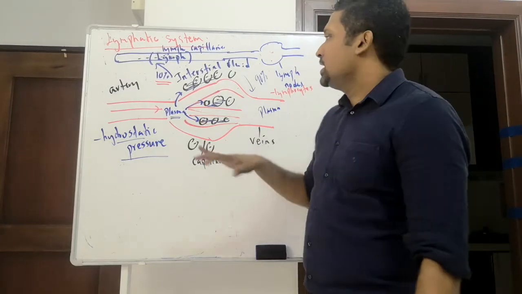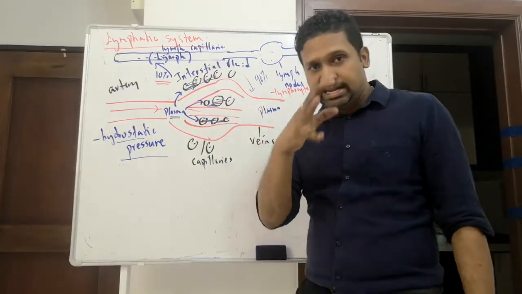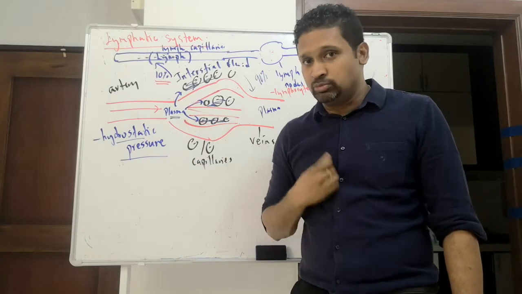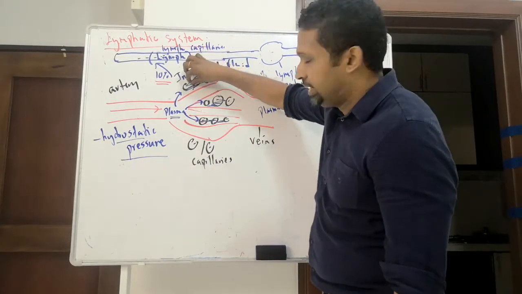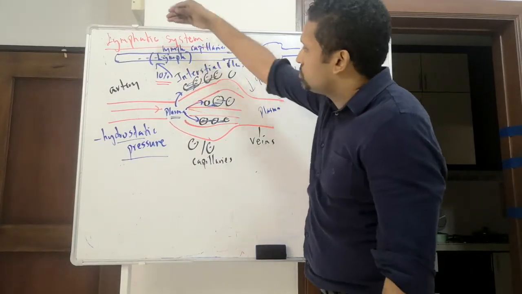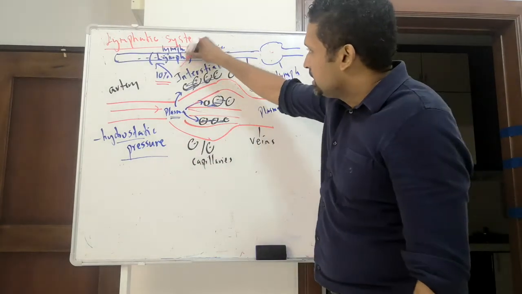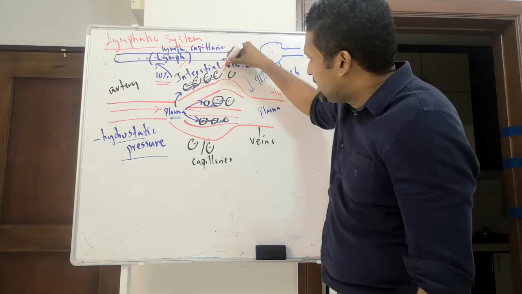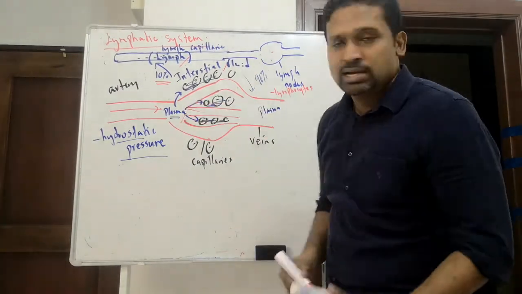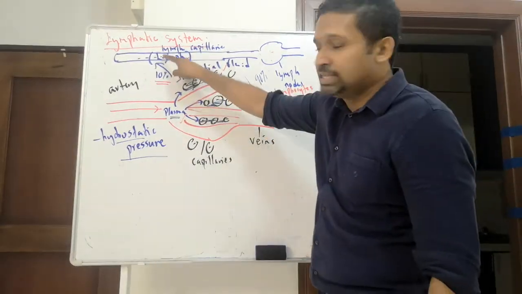So let's just say here in the cells, the interstitial fluid bathes the cells, right? Let's say there is bacteria. The bacteria now gets washed and goes inside the lymph capillary. Once inside the lymph capillary, what's the name? Lymph. Before lymph is what? Interstitial fluid. Before interstitial is what? Plasma. So let's say now the bacteria goes inside the lymph.